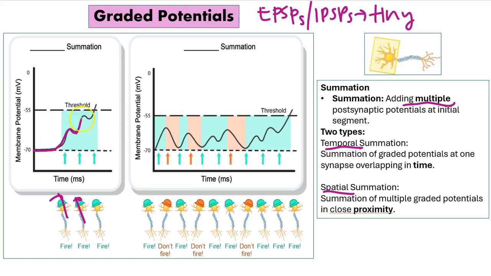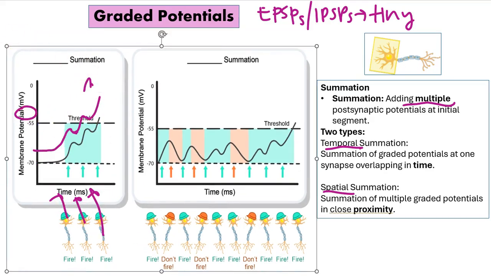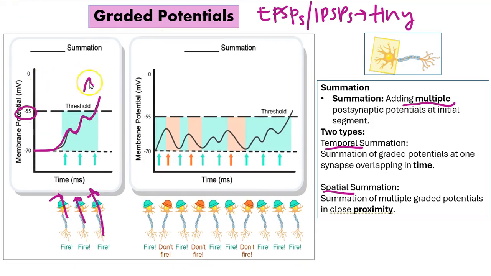Then it's going to keep going and depolarizing. Then this one's going to start dissipating, and then you're going to have another of that same neuron come in until you reach the negative 55 threshold. Once you reach that threshold, action potential. And this is going to be temporal summation.